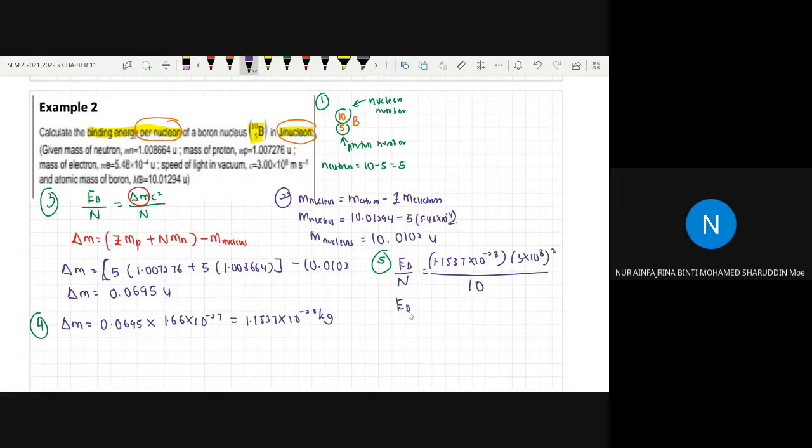Then you will get the binding energy per nucleon as 1.038 times 10 to the power of negative 12 joule per nucleon, or your answer will be slightly different from mine because it depends on how many decimal places you take for the kg. Okay, can? Yes?